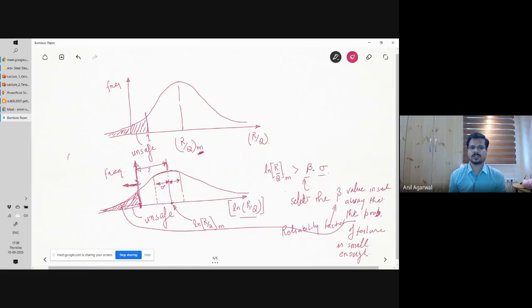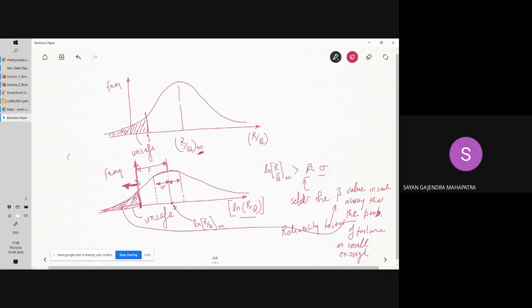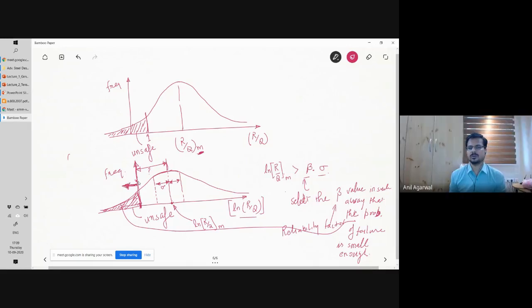This much is clear? Yes, sir. Yeah, so on this side of this axis, your ln R by Q is less than 0, or in other words, R is less than Q. Yes, sir. Fine. So what we want to do is, let's say I want this area, which represents the probability of failure, to be minimized.